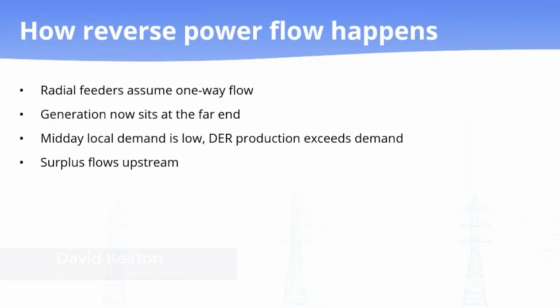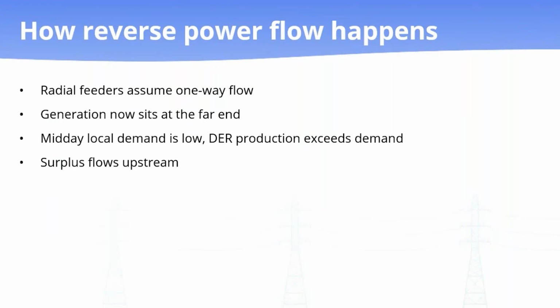Everything on a radial feeder was designed around one-way flow. Power out from the substation, voltage highest there, dropping along the line. That assumption sits in regulator settings, capacitor placement, protection coordination, and planning models. Now, add generation at the far end, where the design never expected it. On a clear day around noon, a feeder section can produce more than it consumes. The surplus flows back the way it came, and real power at that point goes negative.